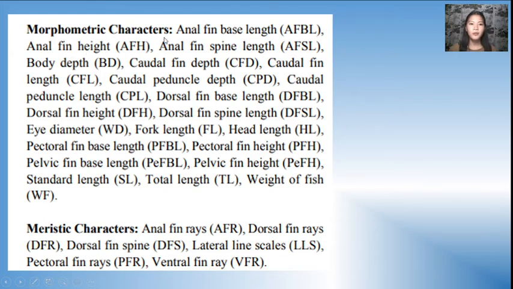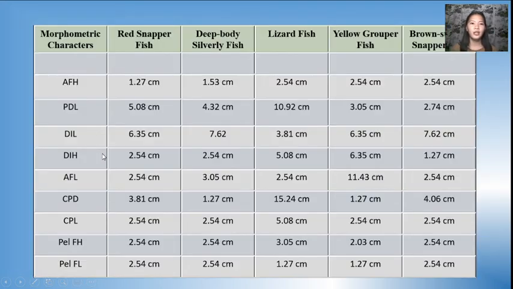Dito naman sa morphometric characters, gumamit ako ng ruler to measure, and I use inches, then kinonvert ko na lang siya sa centimeter. Ayan yung measurements or the data that I collected nung sinukat ko yung mga isda. Si red snapper fish, ang kanyang AFH is 1.25 cm, deep body silverly fish, 1.53 cm, lizard fish niya is 2.54 cm, yellow grouper fish is 2.54 cm or 1 inch, and so on.